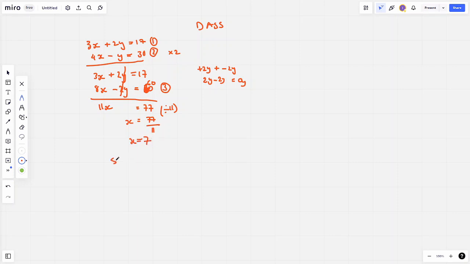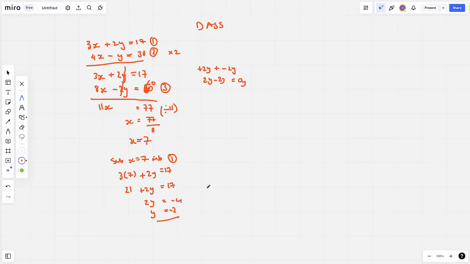So now let's sub x equals 7 into equation 1. That's because we haven't used it. So we've got 3 multiplied by 7 plus 2y is equal to 17. 3 times 7 is 21, plus 2y is equal to 17. So we've got 2y is equal to minus 4, so y is equal to minus 2.